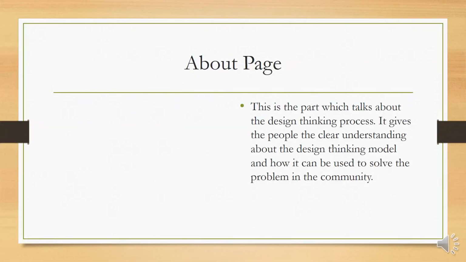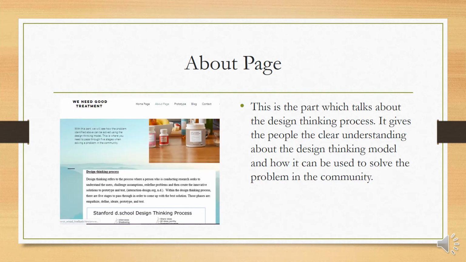There is also a second page, which is the about page. This is the part which talks about the design thinking process, and it gives people a clear understanding of the design thinking model and how it can be used to solve problems in the community. On this about page, there are explanations of how the problem identified above can be solved using the design thinking model. This is where you need to pass through the 5 stages when solving a problem in the community.